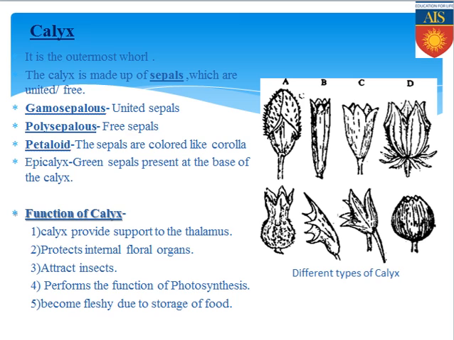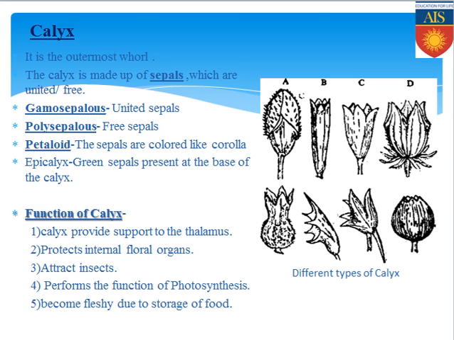Calyx is made up of units known as sepals. If the sepals are present in a united condition, then they are known as gamosepalous, and if they are present freely, then they are known as polysepalous. Keep it in your mind, in some flowers the sepals are colorful like petals. Then those sepals are known as petaloid. So if the sepals are colorful like petals or corolla, then they are known as petaloid.